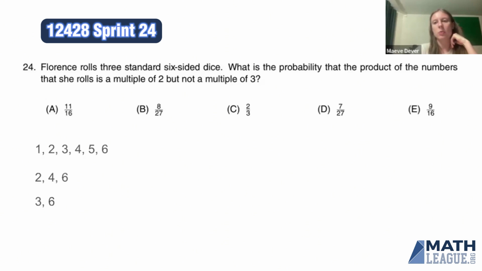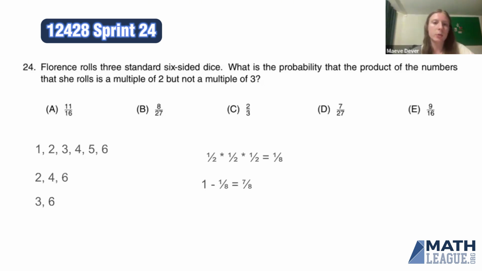But what's a lot easier to find is the probability that none of them is a multiple of 2. So there's a 1/2 chance that the first one isn't a multiple of 2, and then there's a 1/2 chance that the second one isn't a multiple of 2, and then there's a 1/2 chance that the third one isn't a multiple of 2. So I'm going to multiply those all together, and that's going to get me 1/8. Meaning that there's a 1/8 chance that the product of the numbers is not a multiple of 2. But it either is or it isn't. So there's a 1 minus 1/8, or a 7/8 chance that the number is a multiple of 2.